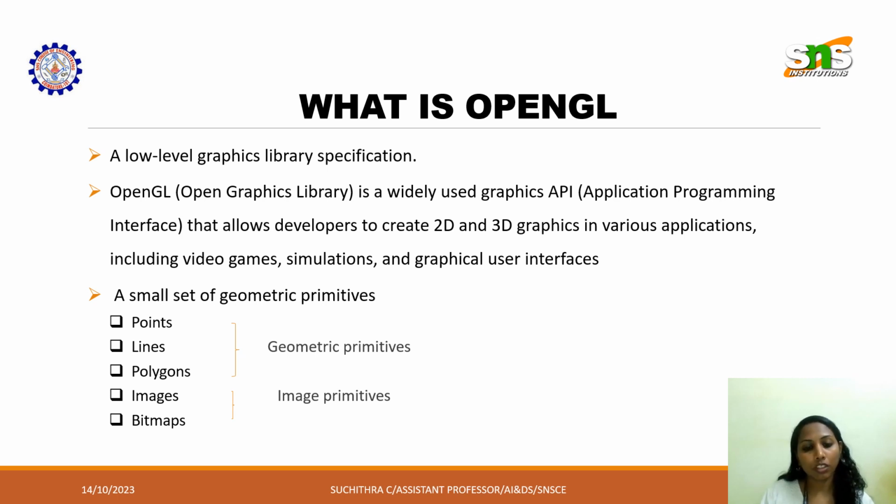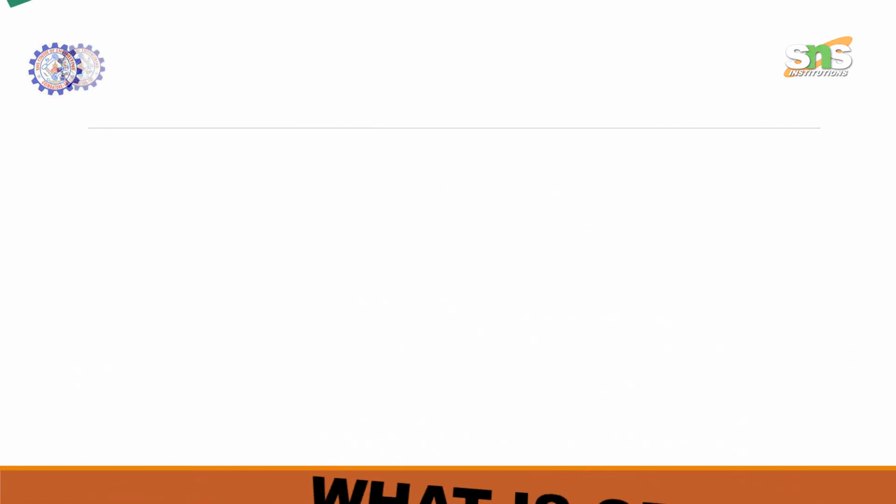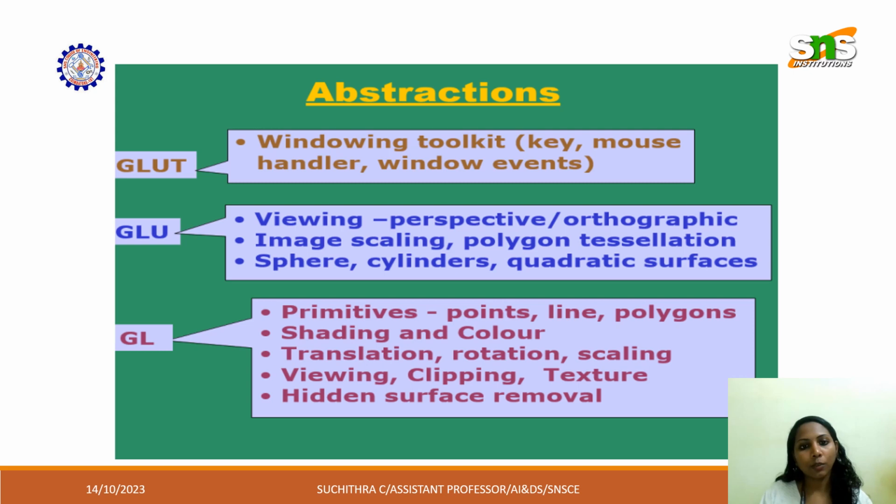Let's see what the geometric primitives and the image primitives are. Points, lines, and polygons come under the geometric primitives, and image bitmaps come under image primitives. Next we see what the abstractions are. Here the abstractions are GLUT, which is the OpenGL Utility Toolkit; GLU, the OpenGL Utility Library; and then GL, which is the Graphics Library.